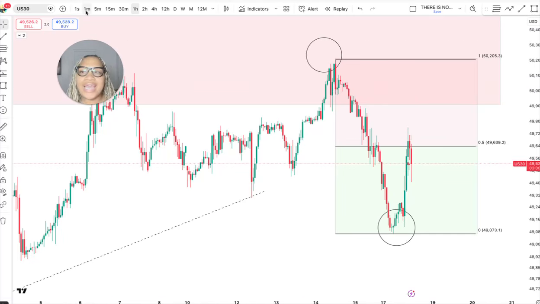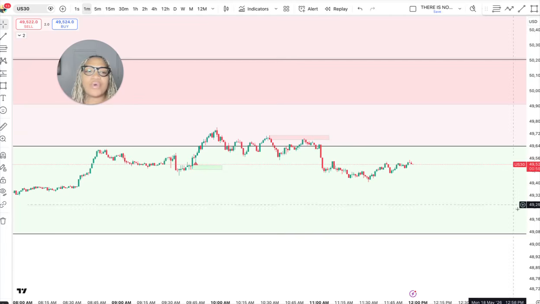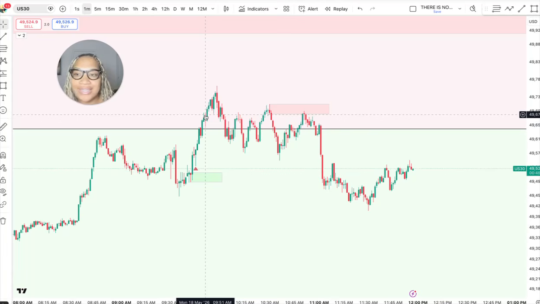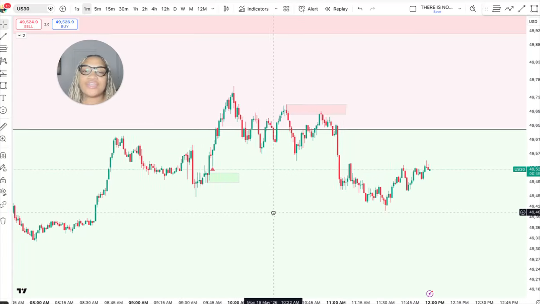And then this is my execution time frame. This is the 1 minute time frame. I need to see breaks of structure, liquidity sweeps. I need to see all of this. I need to see the exact moments when price is reaching premium so that I know when to exit my trade. These are the things that you need to be focused on.